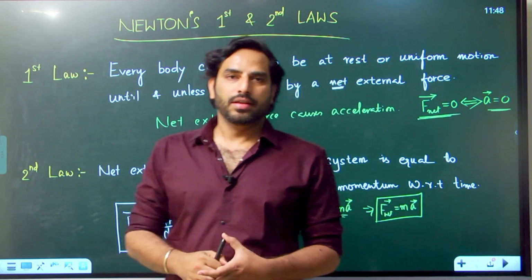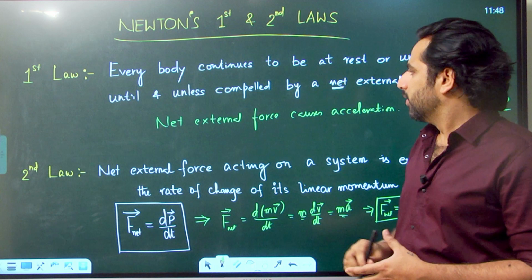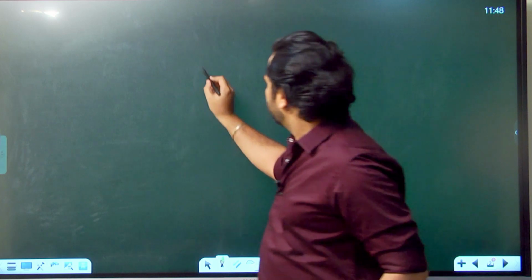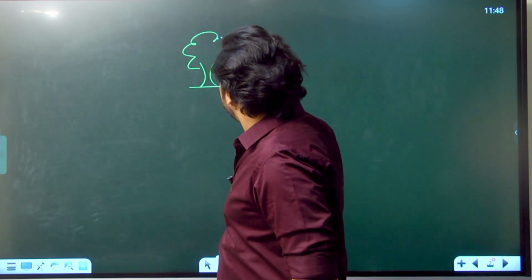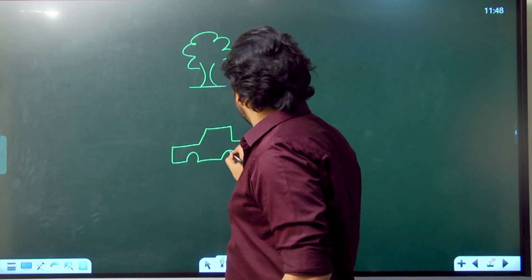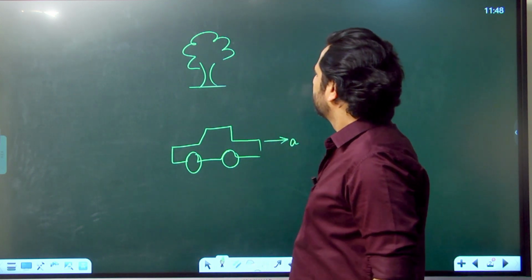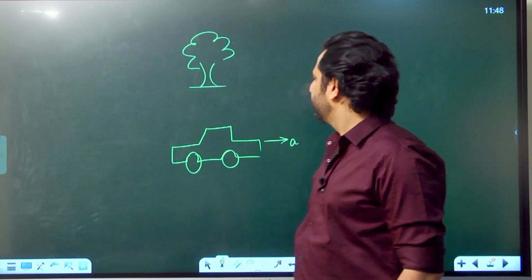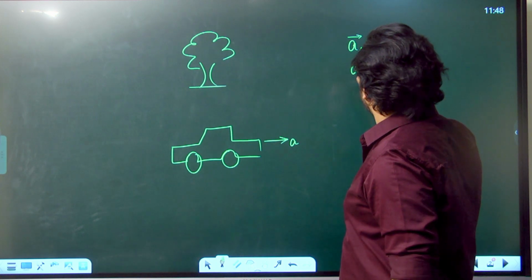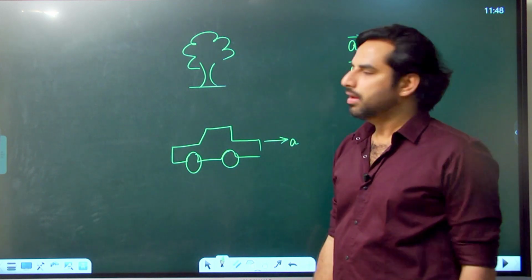And there is another important thing about Newton's first law and second law. Now that you have understood Newton's first law and second law, if I give you a situation like this, that there is a tree and there is a car which is moving with some acceleration. The tree is fixed to the ground, obviously. So the acceleration of the tree is 0. The acceleration of the car is a i cap, a units along the positive x-axis.